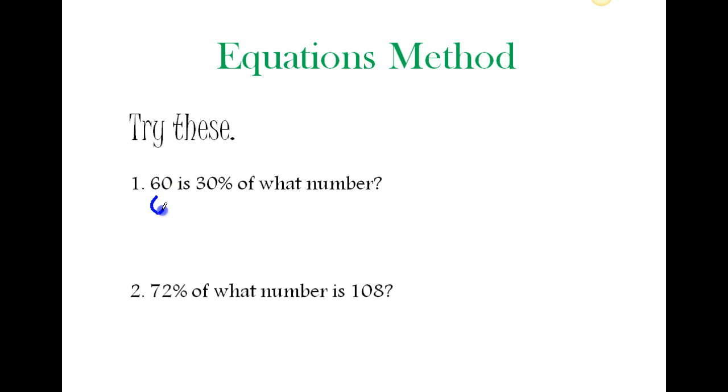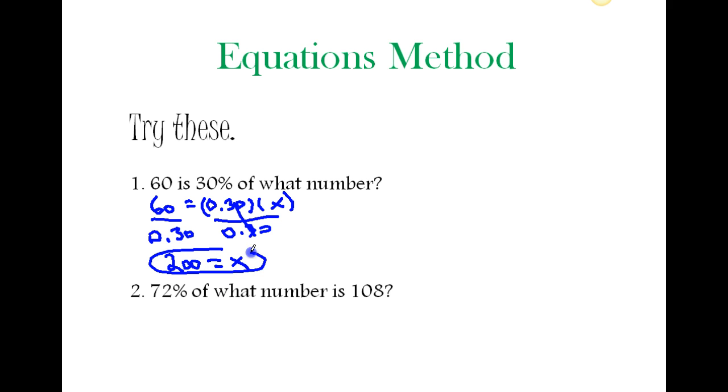All right, 60 equals 30%, 0.30 of multiplication. What number, x? Solve, divide each side by 0.30. Remember, inverse operations. That cancels. I have x. 60 divided by 0.3. I get 200. X equals 200. And that's an exact answer.